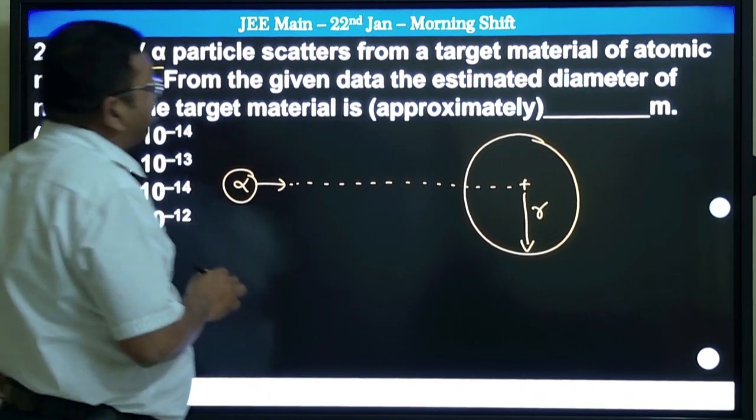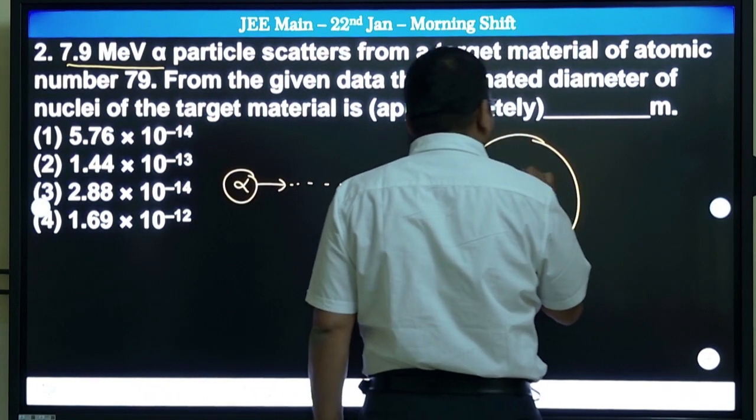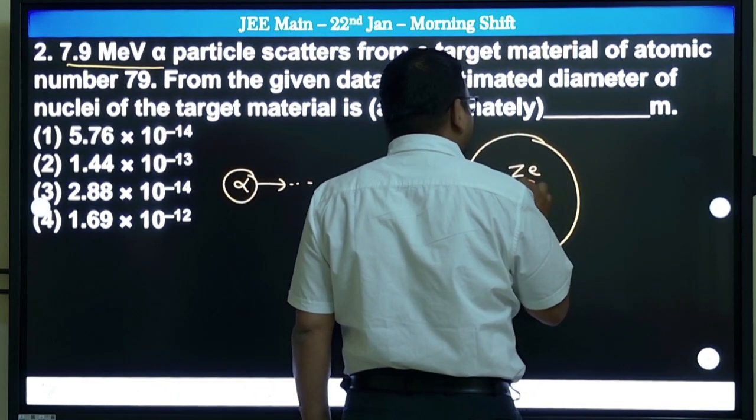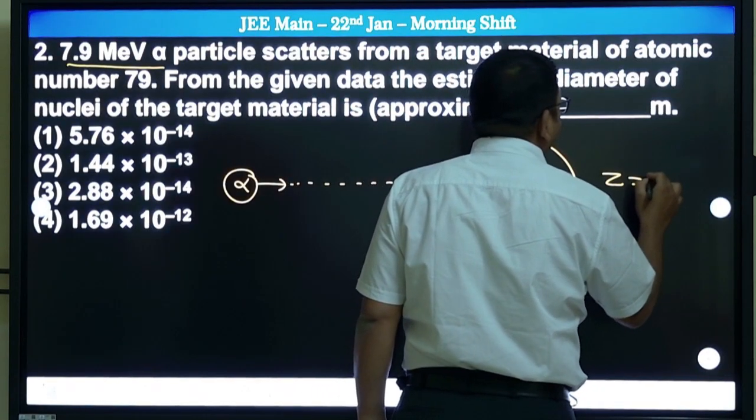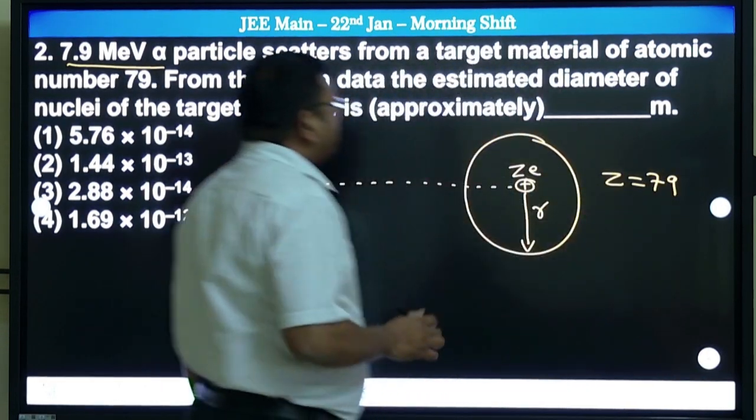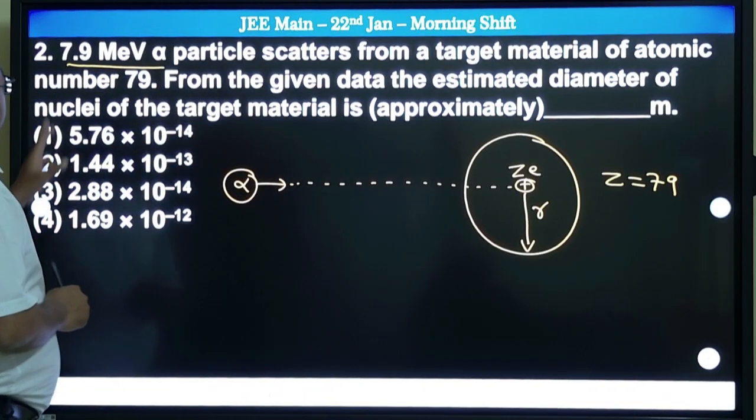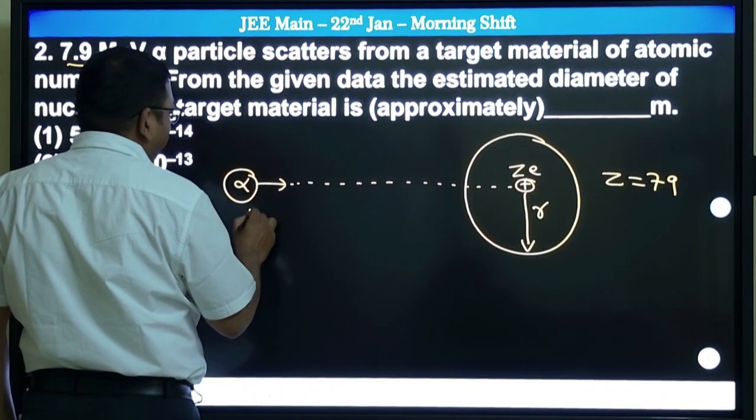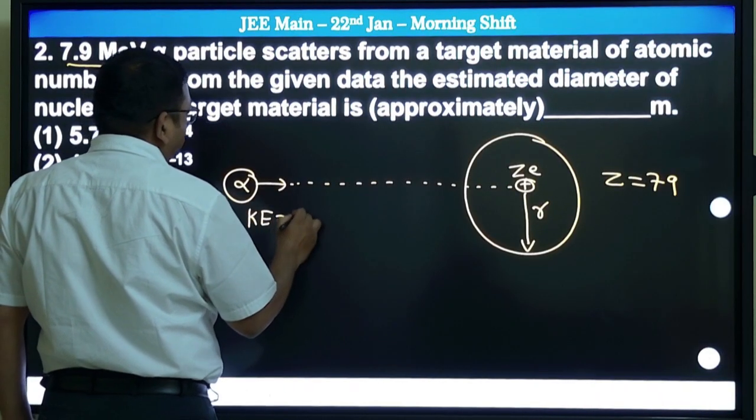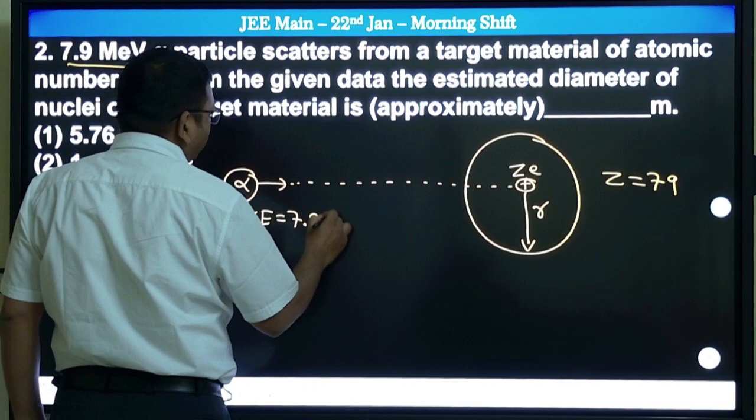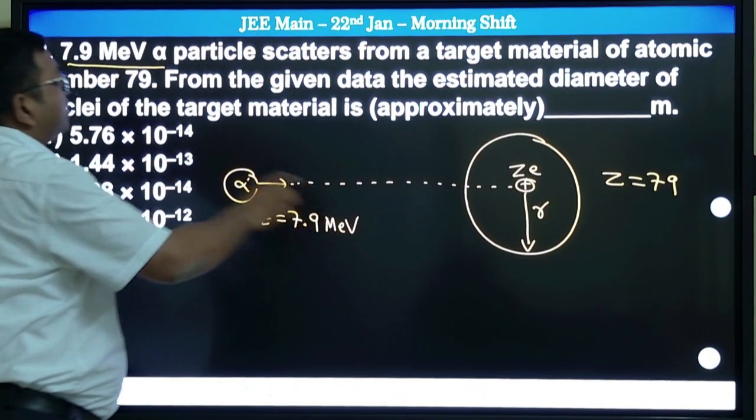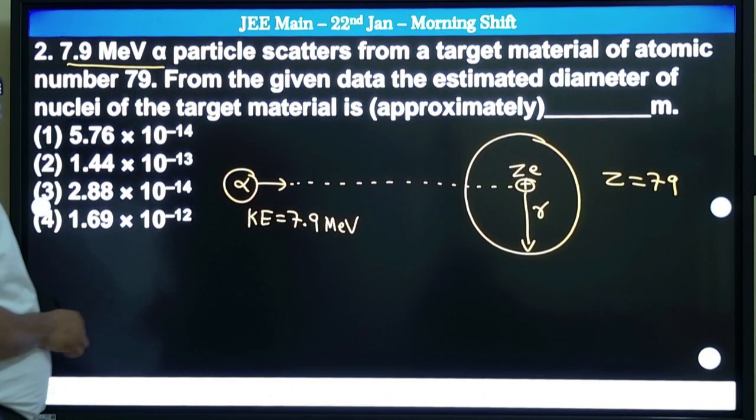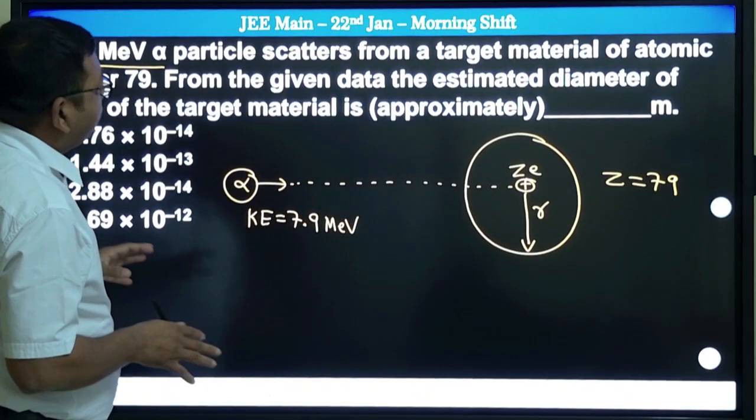And what is the atomic number? Z. So the charge of the nucleus will be Z into E. You know that. So Z is equal to 79 here. They have given this, okay? And the kinetic energy of this alpha particle is 7.9 million electron volt. This is going to hit that, right? From this information we have to find out this.